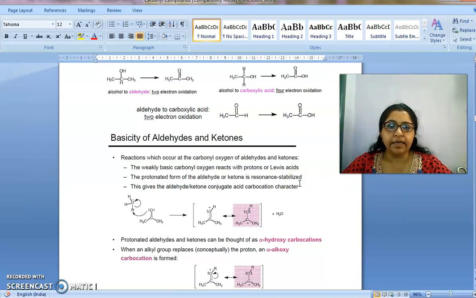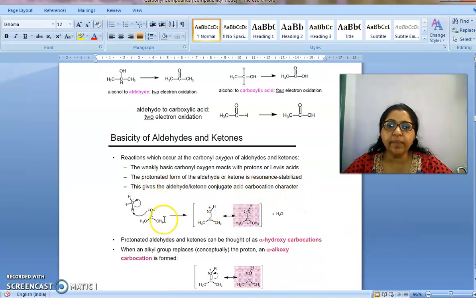Let me repeat again: an aldehyde or ketone, when protonated, gives a carbocation, and that carbocation is more stable than a tertiary carbocation. Why? Because of the resonance stabilization. This gives the aldehyde or ketone conjugate acid carbocation character.